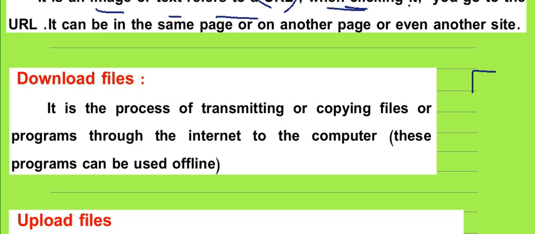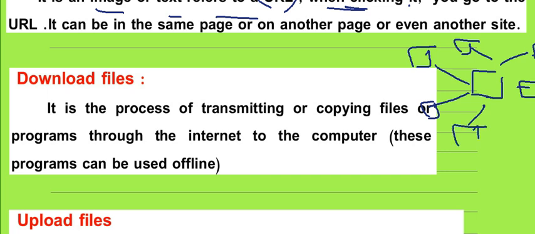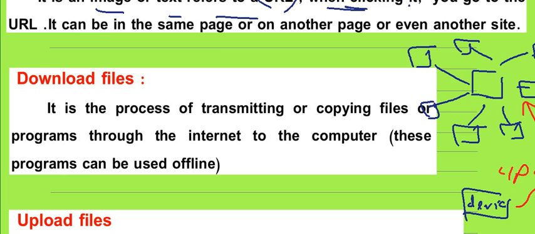The internet as a modern communication tool. Suppose this is the internet and this is your device. You are using the internet to transfer data from your device to the internet. This is upload. And when you get the data from the internet to your device, this is a download.